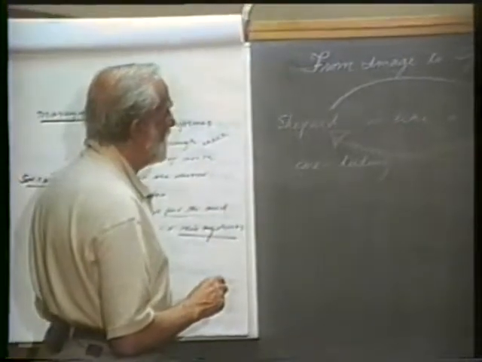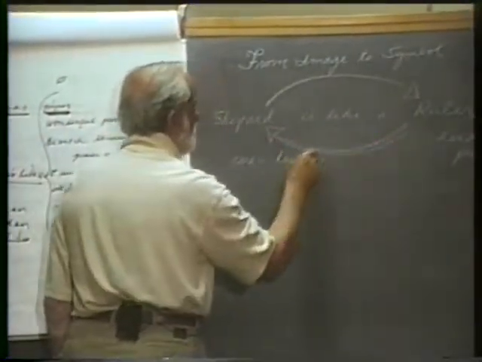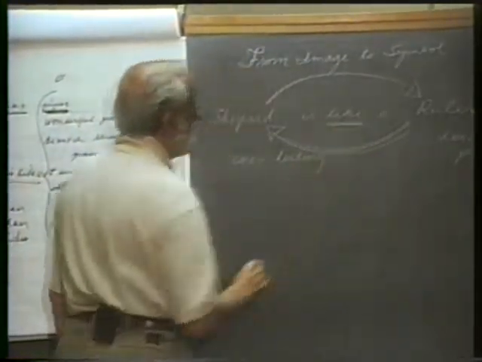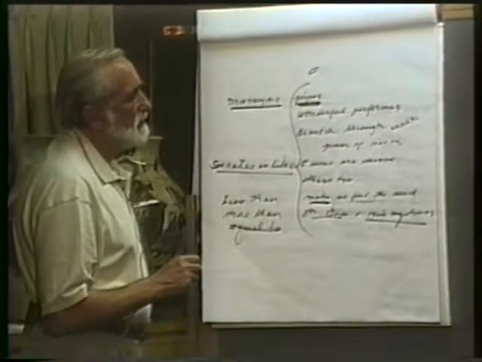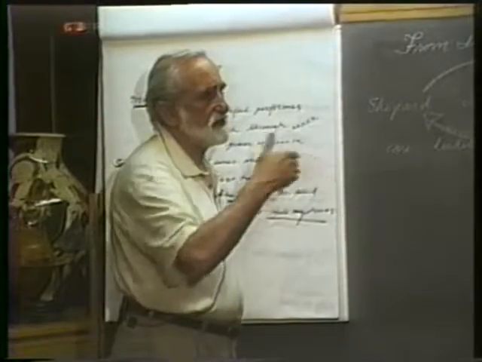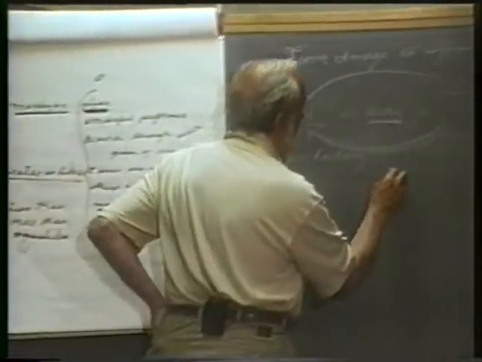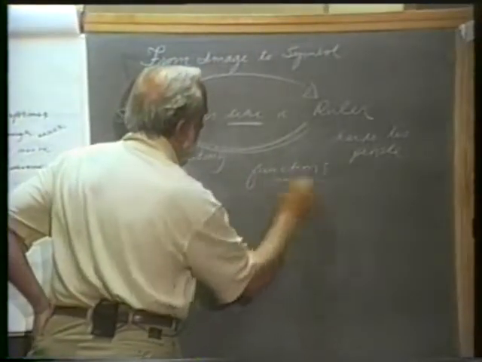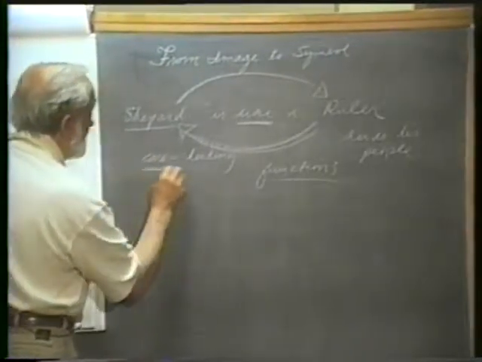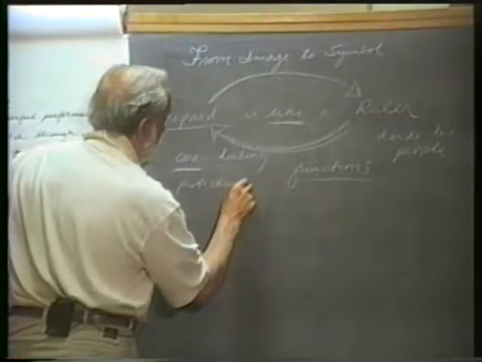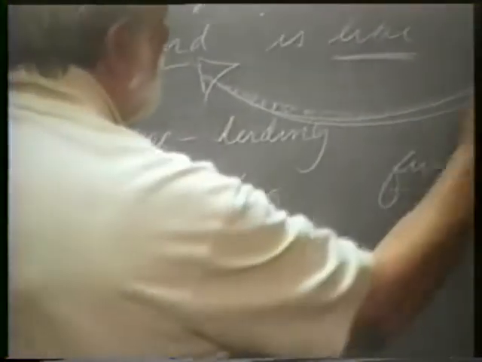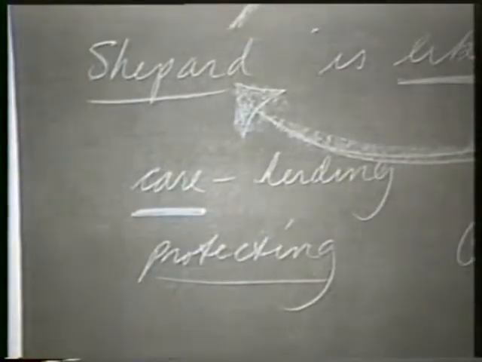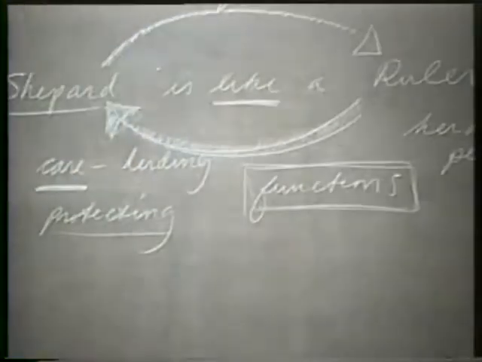Let's look at the other side. A ruler is like a shepherd. Well, is it like a shepherd in that he uses dogs to keep his people together? No. A ruler is like a shepherd because he brings his people up to the pasture? No. He functions like a shepherd in respect to caring, protecting. So in that sense, the ruler is like a shepherd, since that is one of the primary ways in which a shepherd relates to his sheep. Therefore, that simile is based upon the way in which the ruler functions.